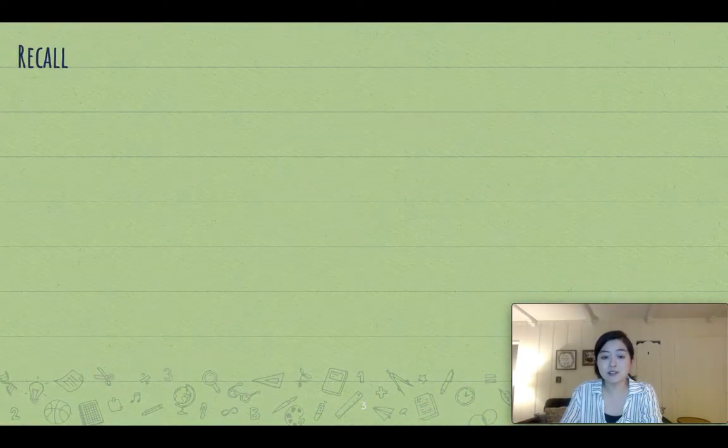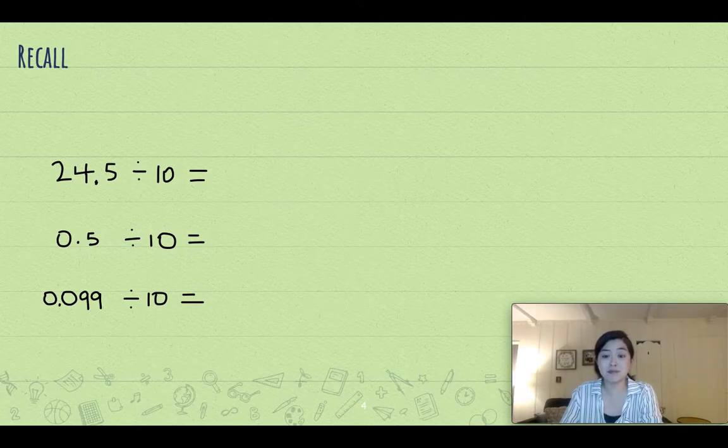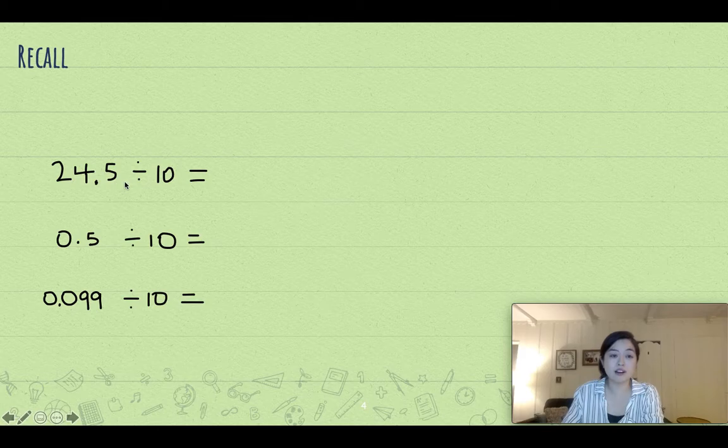All right, so do you remember how to divide by 10? If we have a decimal 24.5 or 0.5 or 0.099 and I want to divide it by 10, do I move the decimal to the left one place or to the right one place? I move it to the left one place because when I divide a number, it gets smaller.